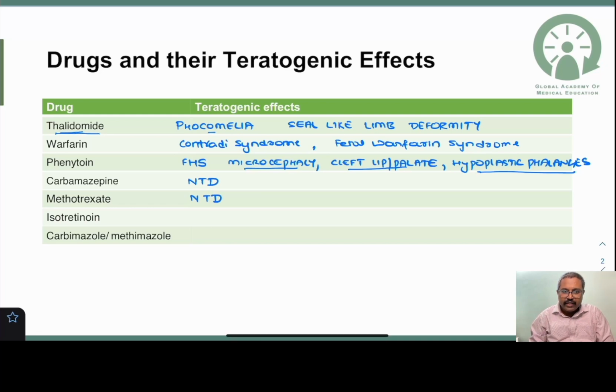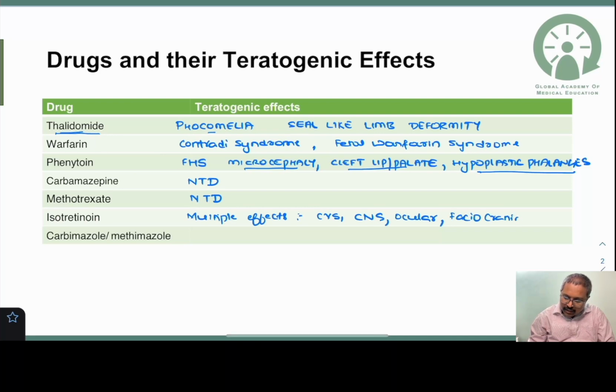So what about isotretinoin? Please remember, isotretinoin can cause various multiple anomalies. It causes multiple effects which are mainly related to the cardiovascular system and central nervous system. It can affect the ocular system. It can affect the faciocranial system.